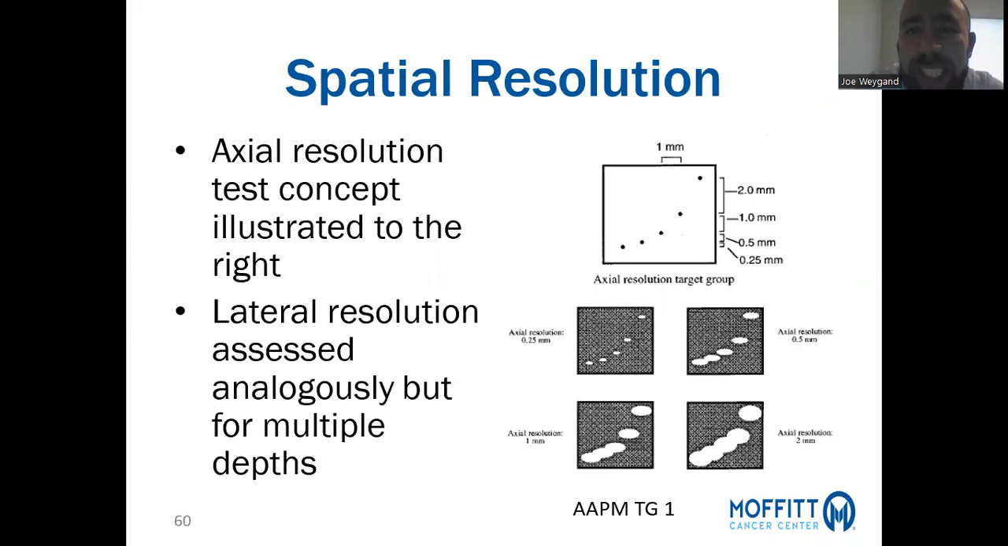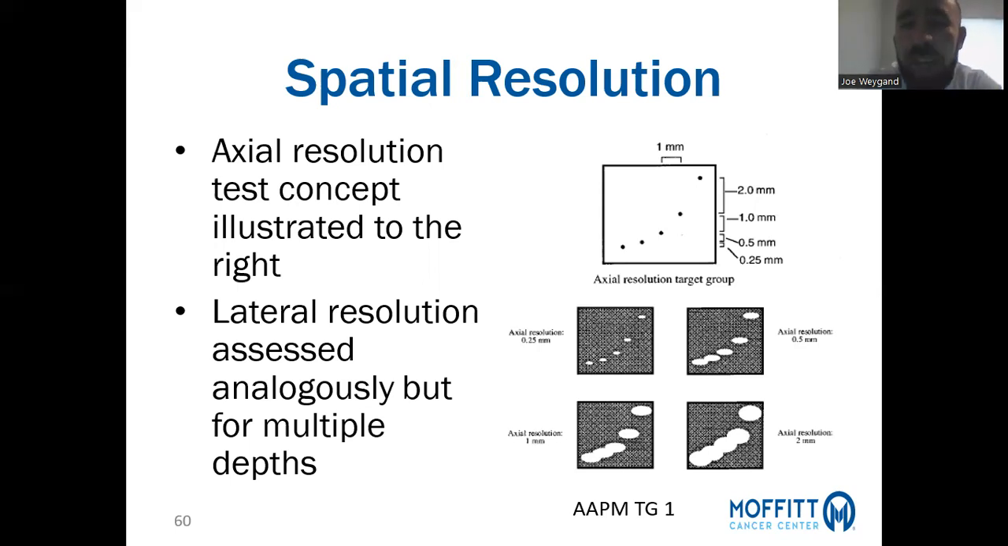Another thing that is tested is spatial resolution, which, as we've spoken about before, corresponds to how close together objects can be so that we can properly resolve them as two different objects. There are spatial resolutions in each direction, so we usually assess the axial and lateral resolution.